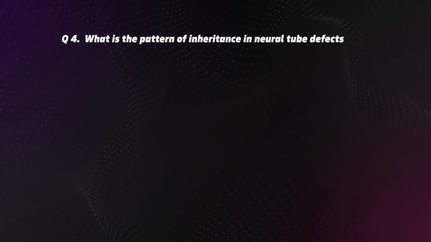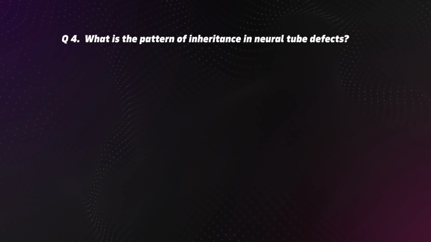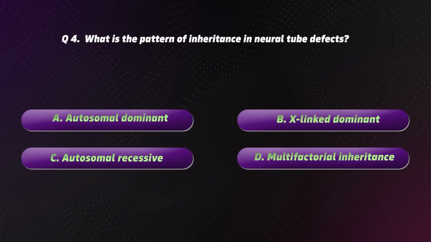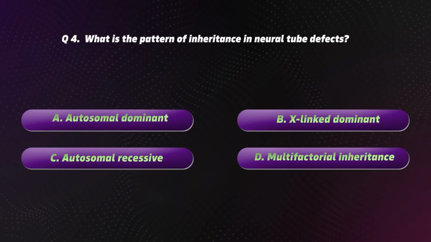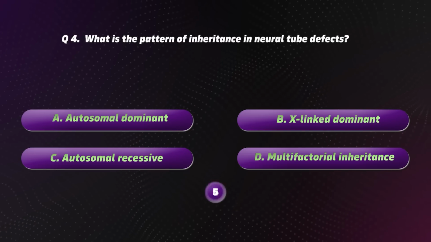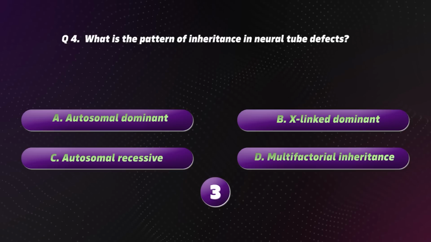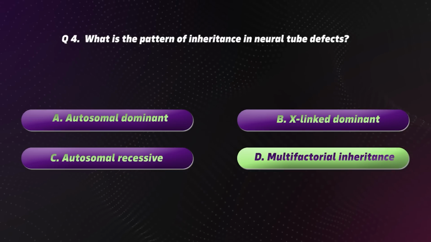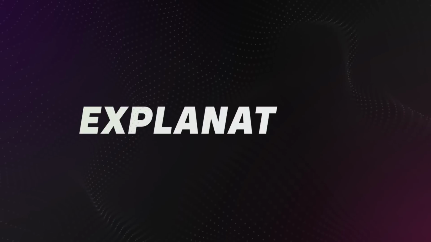Question 4. What is the pattern of inheritance in neural tube defects? Here are the options: A. Autosomal dominant, B. X-linked dominant, C. Autosomal recessive, D. Multifactorial inheritance. And the correct answer is option D. Multifactorial inheritance.